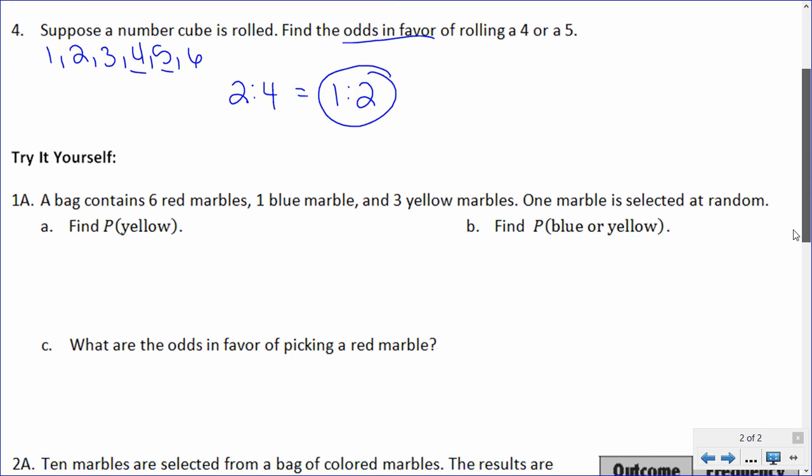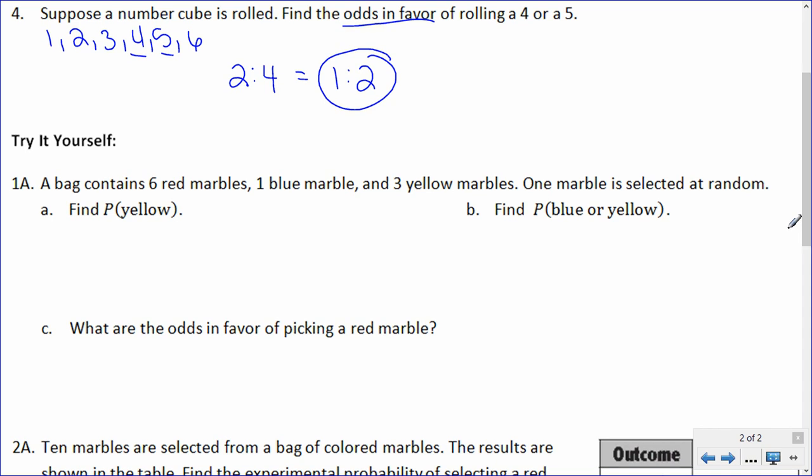All right, for the try it yourself problems, there's kind of a mix of stuff here between probability and odds, experimental and theoretical probability. So go ahead and pause the video, take a little bit of time to answer those couple questions, and when you're ready to check your answers, press play.